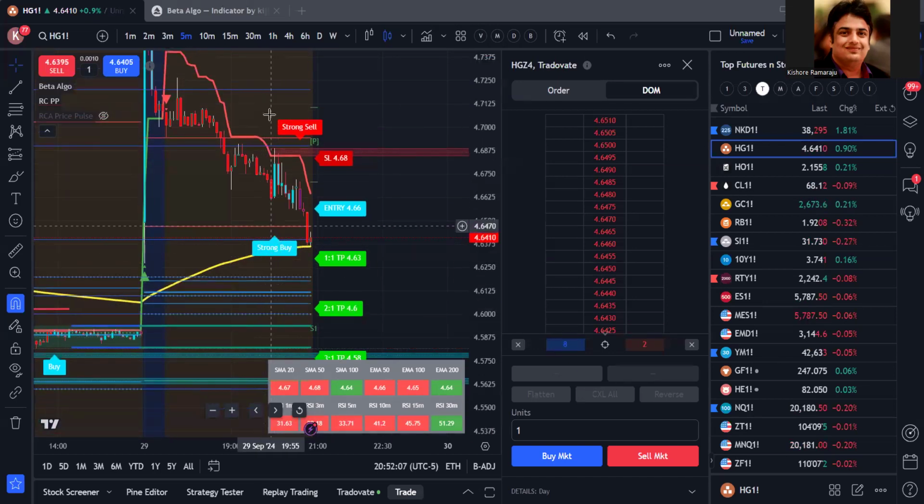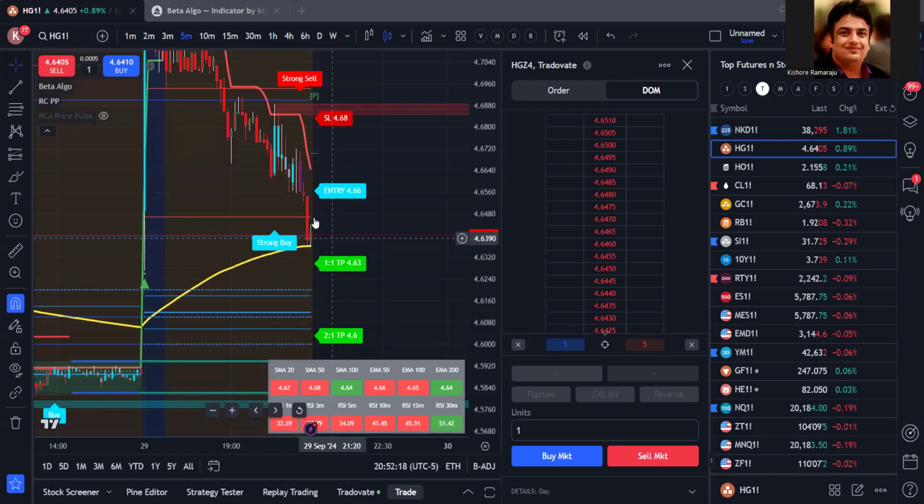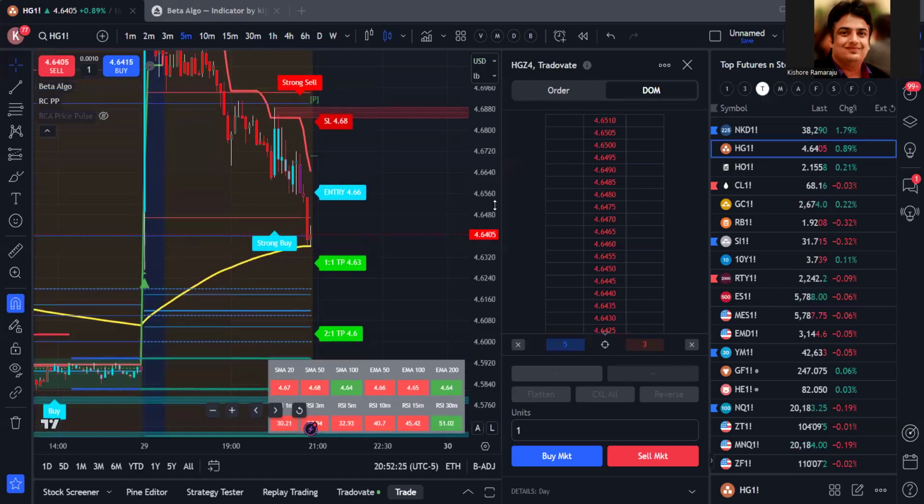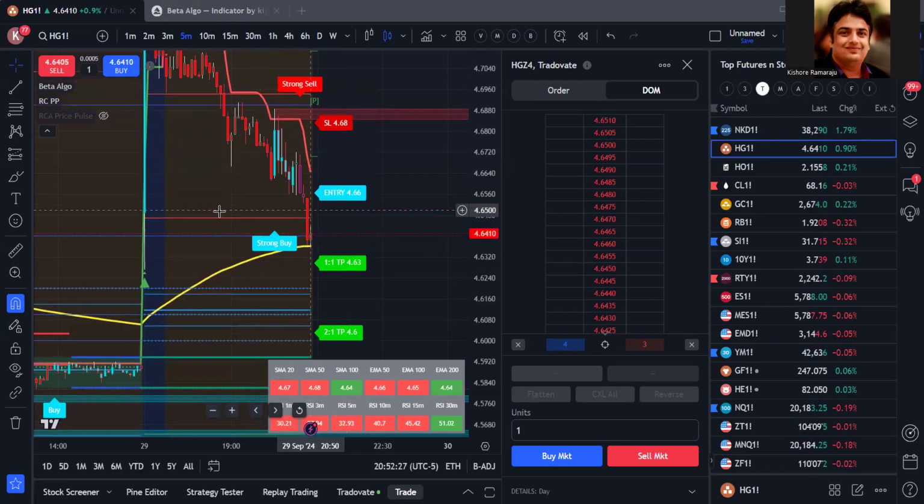So you got a buy, but your background color is red. So immediately you got a sell signal. So you can avoid it. If you get a buy and your background color becomes blue, then that will be a good opportunity. Just like in Top Trend, we have the colors. I added colors to the Beta Algo.